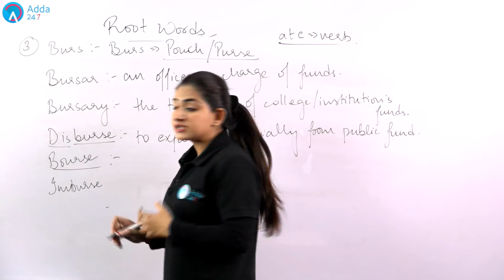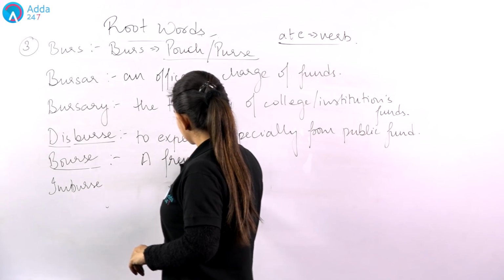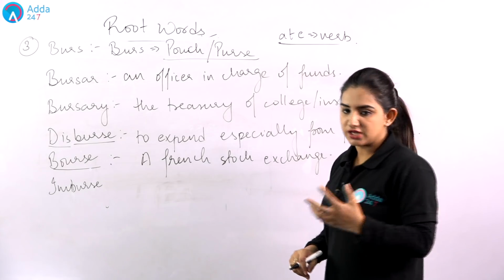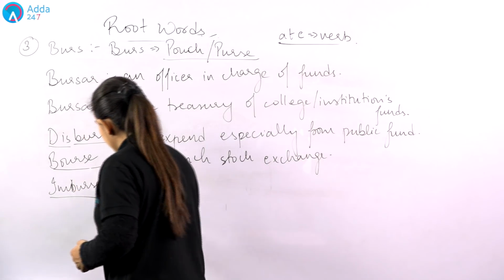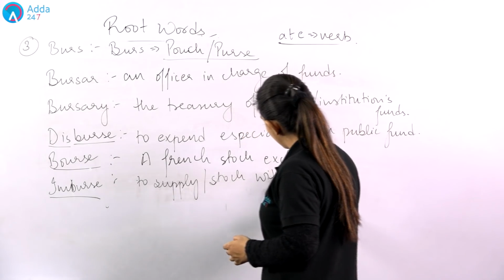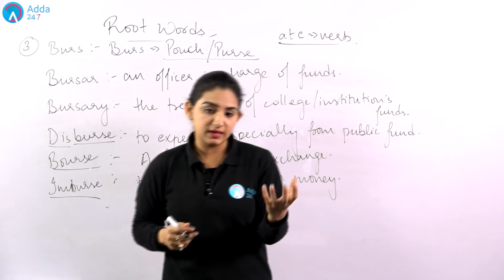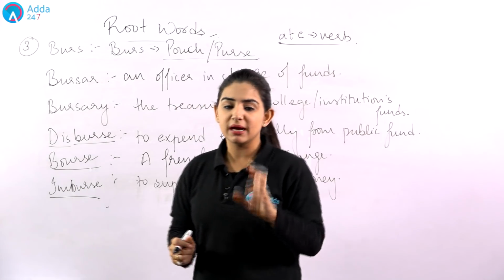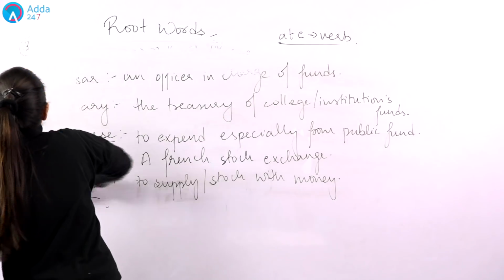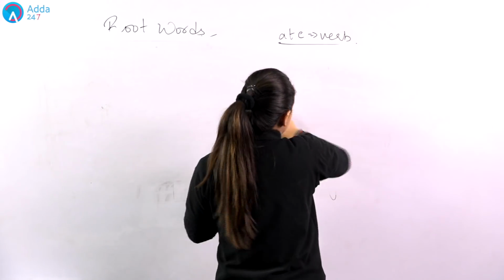Then we have bourse. Bourse is a French word, okay. Bourse, what does this mean? It means a French stock exchange. So in French, when you call a stock exchange, you can easily say bourse. Then we have imburse. Imburse means to supply or stock with money. If you are filling an amount of money in something, in a purse, in a bag, that is what we mean by imbursing. So all in all, the word burse means related to money, related to purse, related to pouch, but all in all, related to money only, right?